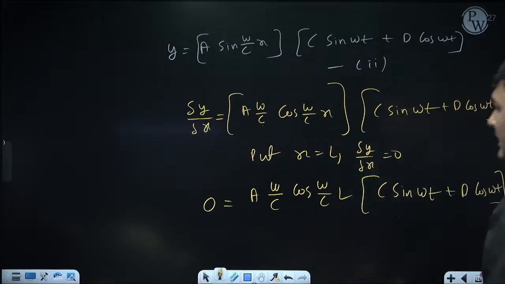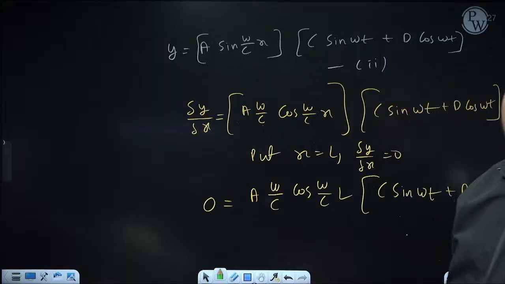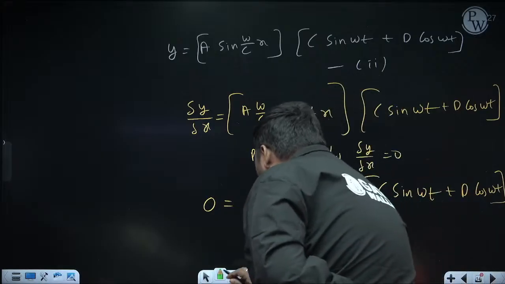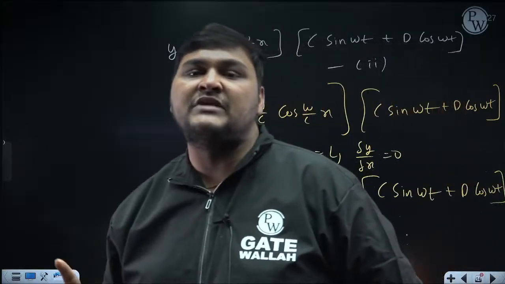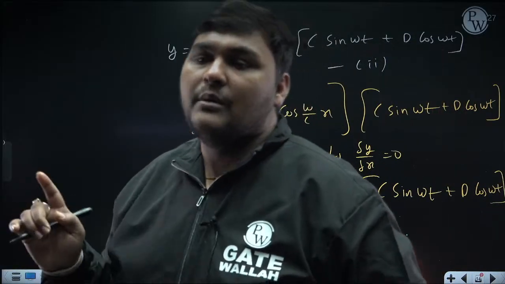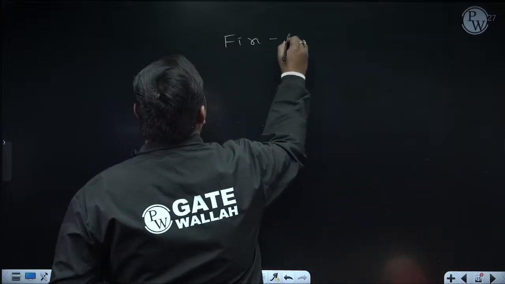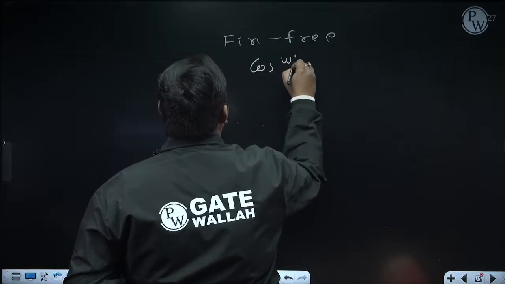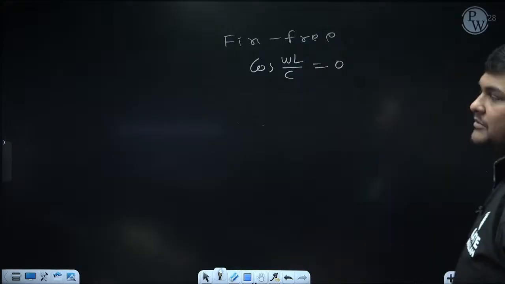Okay. Now here, A cannot be 0, because if A is also 0, y will always be 0. That is not possible. So it will be 0 when this part is 0. So this is the frequency equation. In fixed-fixed connection, the frequency equation comes in terms of sin(ωL/c) = 0. But for fixed-free connection, the frequency equation will come in terms of cos(ωL/c) = 0.